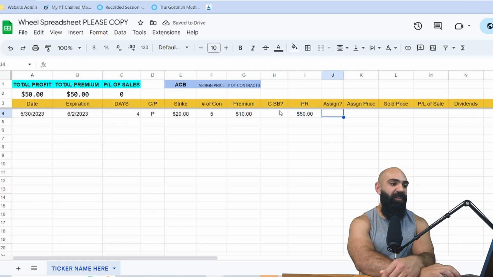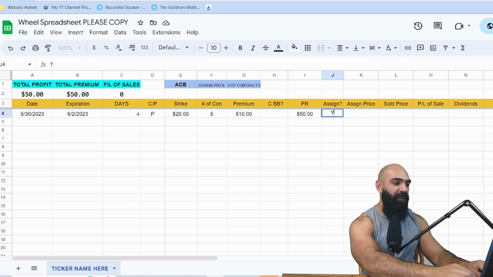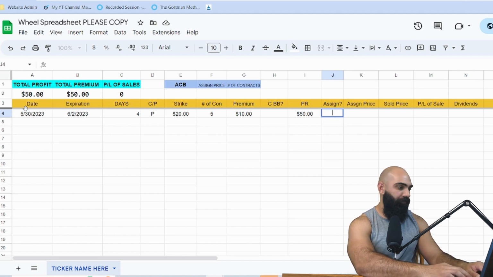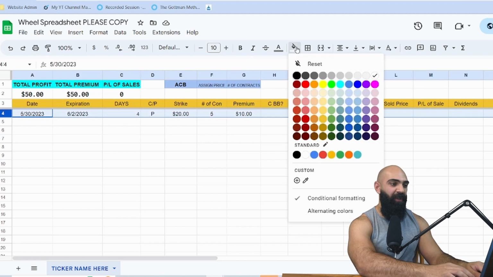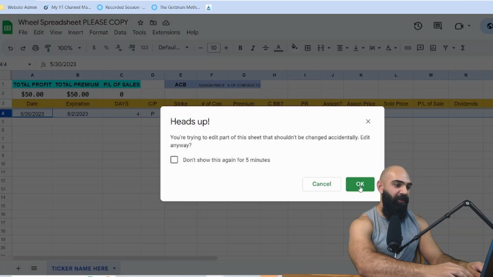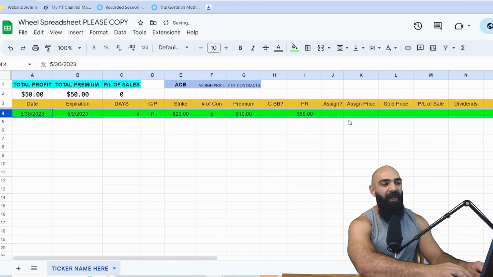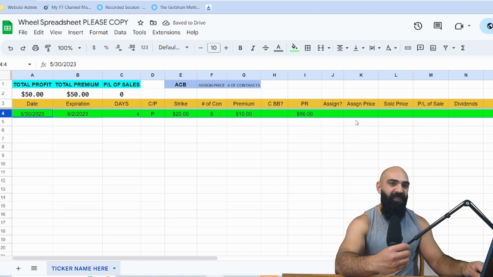And then the next column, I do have an assign. Literally, I just put Y for yes, N for no, or if I'm rolling the position, I write roll. So I know what I'm doing in that position. So let's say this one I didn't get assigned. Generally, I color code them. So I'm going to mark this one green. So then I know I didn't get assigned. And green for me doesn't mean a loss. It just means I don't own the shares. It means I sold a put without getting assigned.